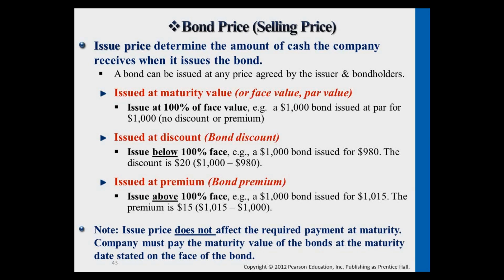What's different is the issue price. The starting point of the bond, whether the corporation is receiving $1,000 or not, depends on their interest rate and the market's interest rate. This is the only difference for all three cases.